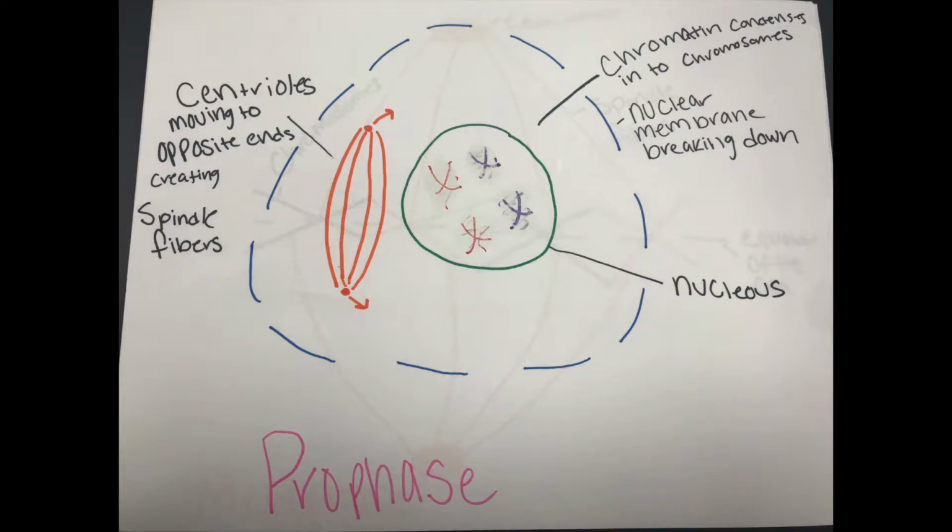Prophase is the first step of the mitotic phase, and it usually takes the longest out of all phases. First, the chromatin condenses into chromosomes, then the centrioles move to opposite ends and start making spindle fibers. While that happens, the nuclear membrane is breaking down, and the nucleus disappears.